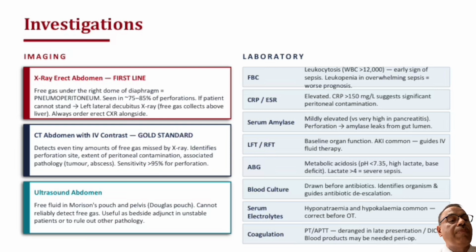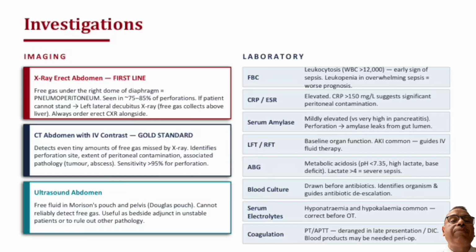Serum electrolytes: the patient may have hypokalemia and hyponatremia, which should be corrected accordingly, and always do a full coagulation profile. We have already seen that prothrombin time and INR may be deranged in late presentation, and the patient may require certain blood products like fresh frozen plasma perioperatively.